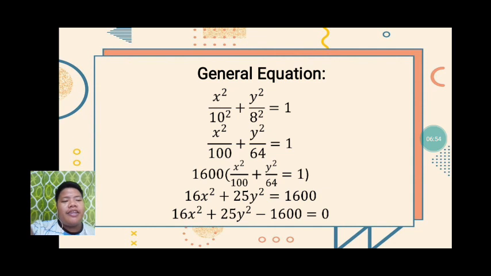It becomes negative because from the right side, we just transpose 1,600 to the left side, meaning from positive, it will change the sign into negative. That is why it becomes minus 1,600.